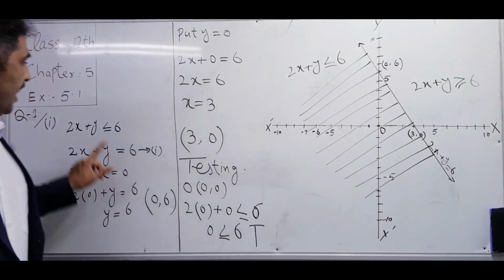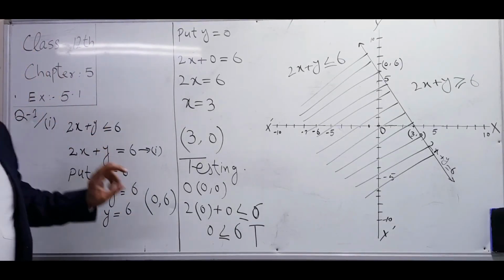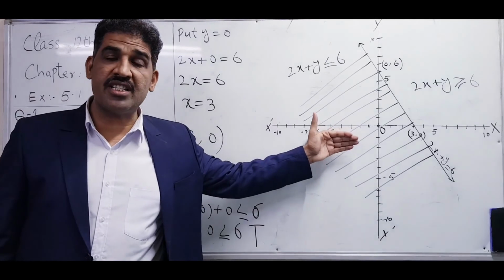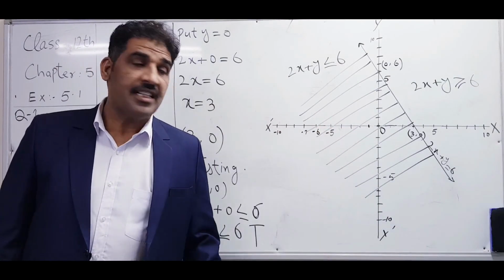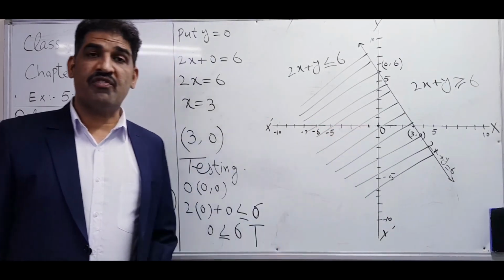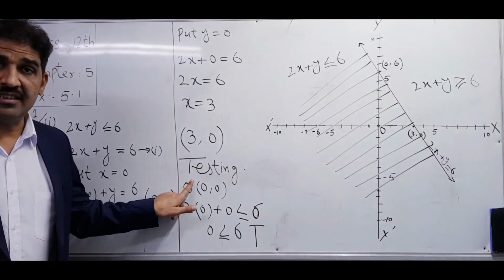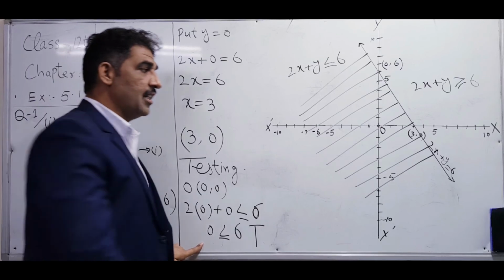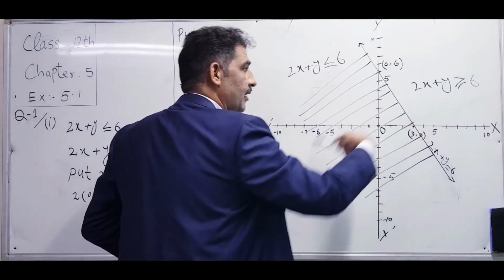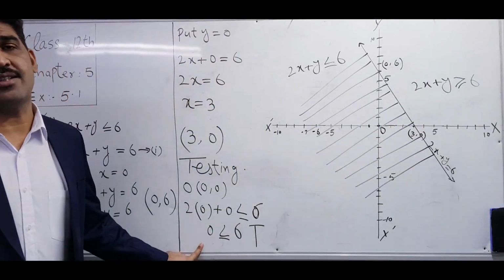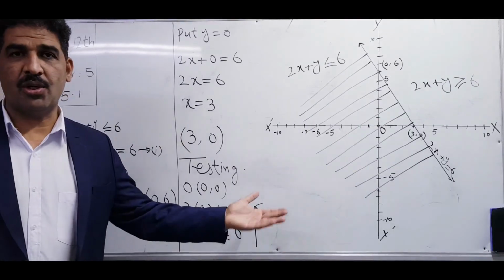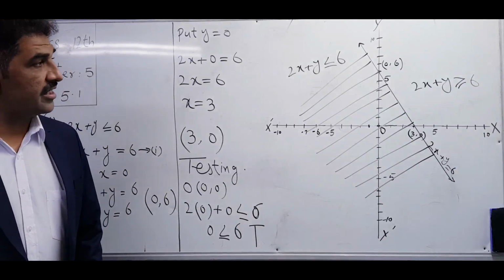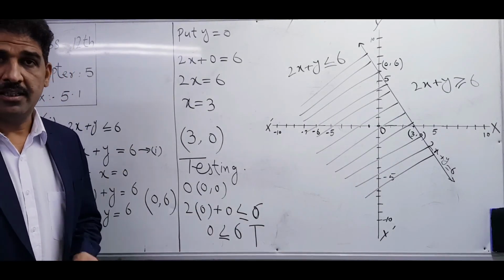The reason is the equality. After that, one side has the origin and the other side does not. We use the origin as the testing point. If the condition is true, shade the origin side. If the condition is false, shade the other side of the origin. In this way, our topic is finished.